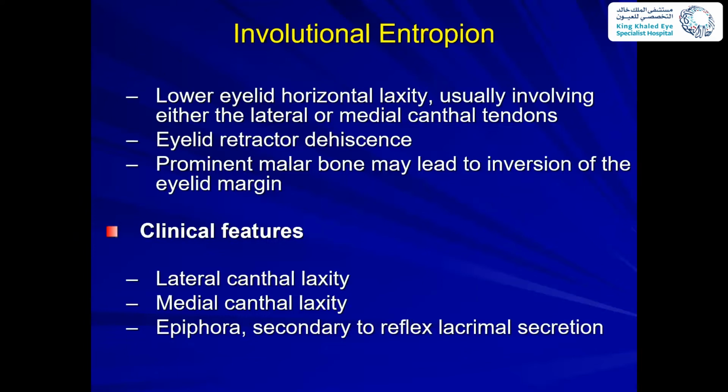Involutional entropion is a result of lower eyelid horizontal laxity, and usually there is medial and lateral horizontal laxity, but more with lateral horizontal laxity. Also, there is evidence of eyelid retractor dehiscence, and it's more evident in patients with a prominent malar bone under the eye, meaning the eye is a little bit sunken. It was also found to be more common in patients with shorter tarsal height.